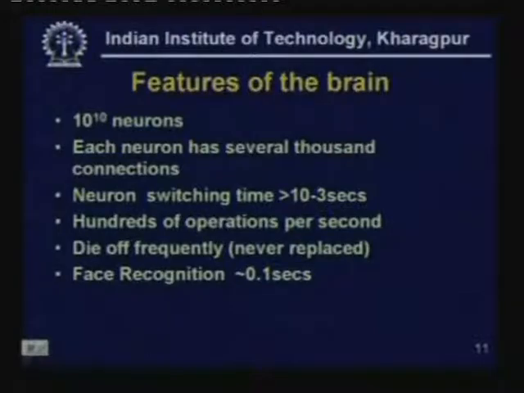So these are the salient features of the human brain, and we all know the sort of tasks that human brains can perform. For example, we are very good at recognizing faces, and typically recognizing faces takes us an average of 0.1 seconds.